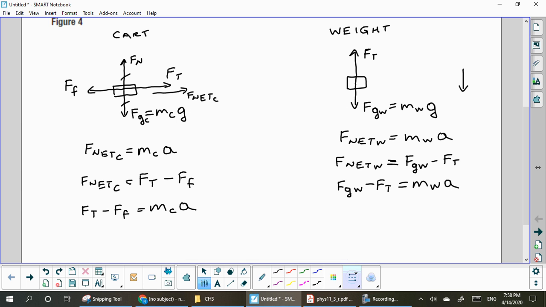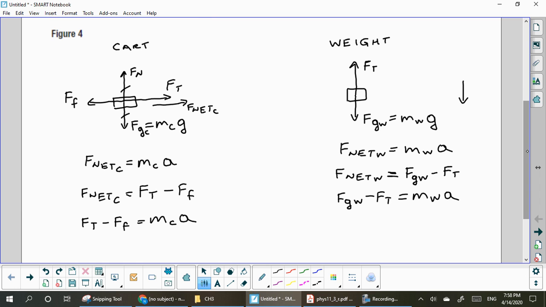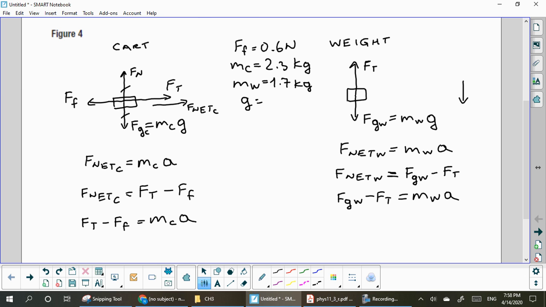So let me go back up here. So we have a few things. We have the force of friction, that is 0.6 newtons. What else do we have? We have the mass of the cart, which is 2.3 kilograms. We have the mass of the weight, which is 1.7 kilograms. We do know that acceleration due to gravity is just 9.8 meters per second squared. And that's pretty much it. We are looking for acceleration.